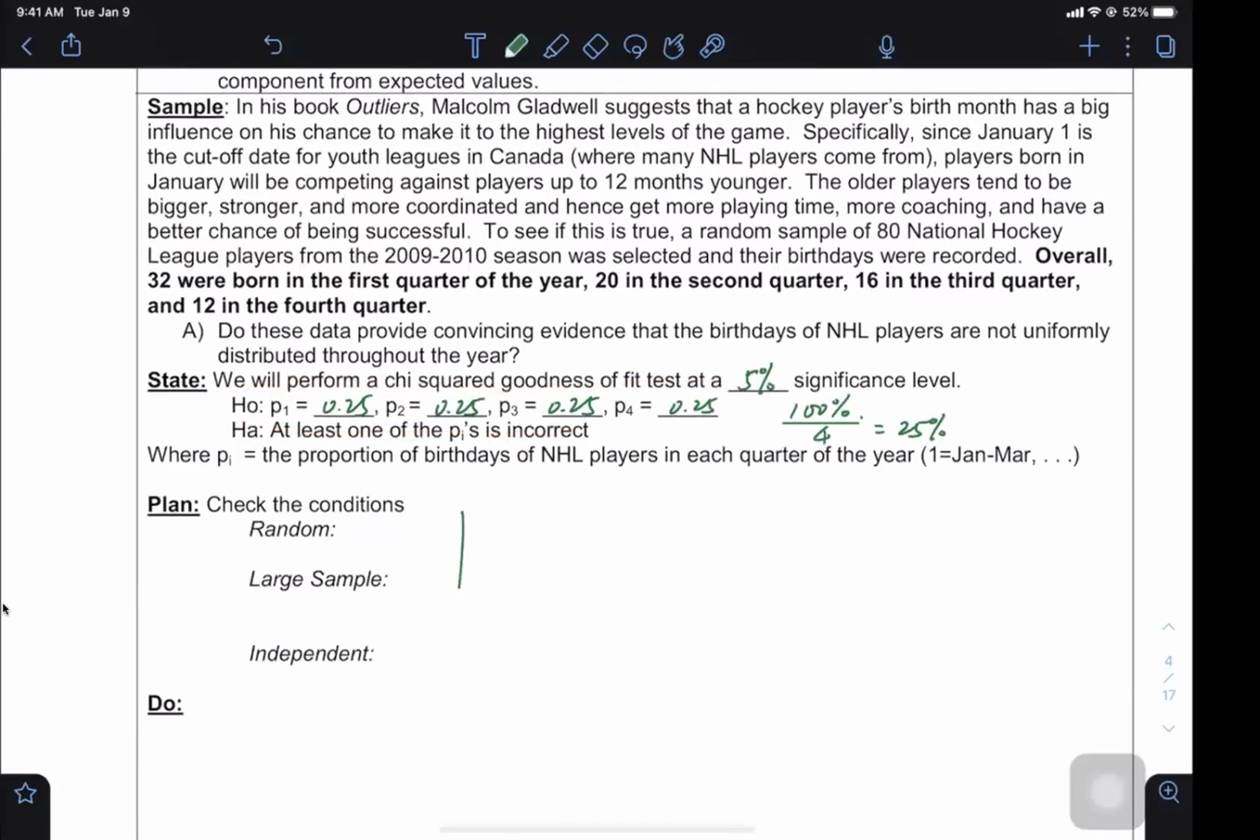And then let's make a table here with our observed counts and also with our expected counts.